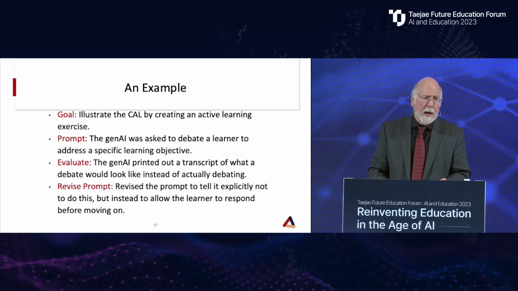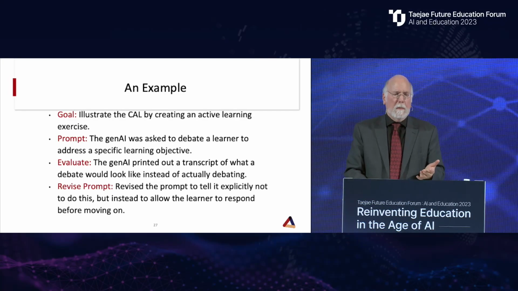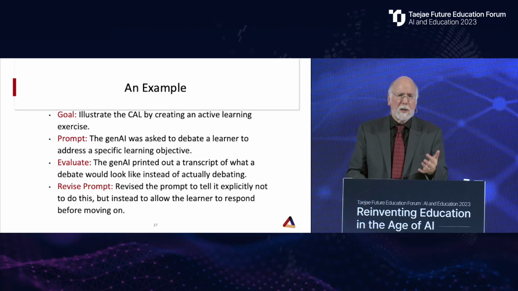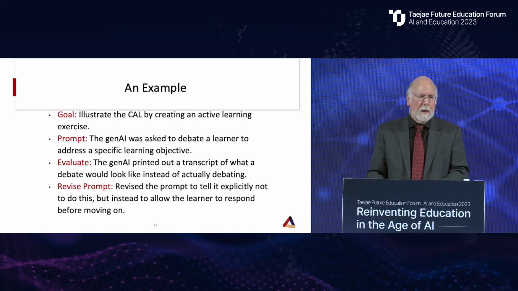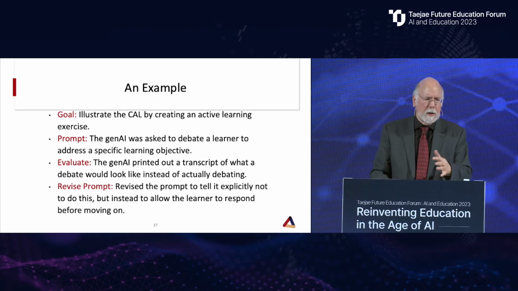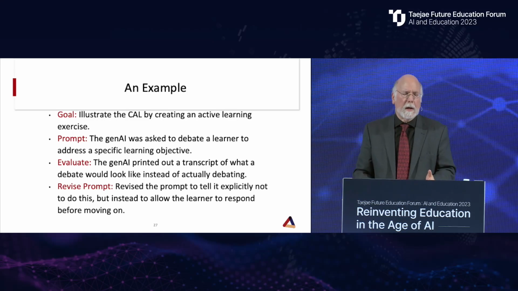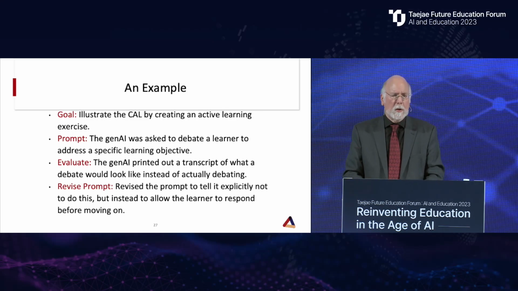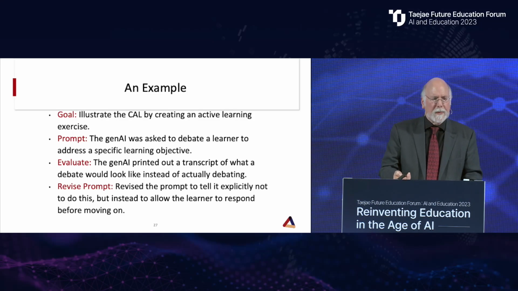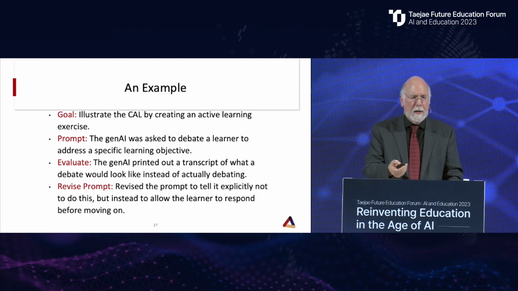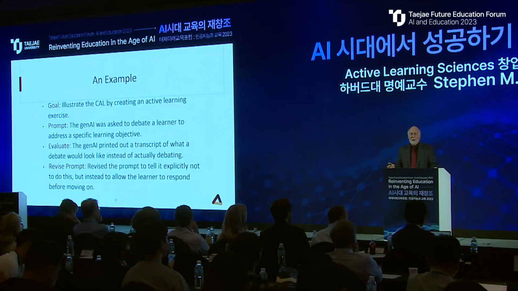So let me give you an example. A goal I had at one point was to illustrate the CAL by creating an active learning exercise. I just finished writing a book called Active Learning with AI, Practical Guide. One of the illustrations in it, dozens of them, from running AIs and showing what they can do, was to create a debate. So I asked the Gen AI to debate a learner to address a specific learning objective, which eventually worked out well.